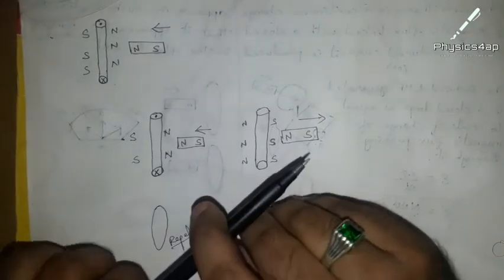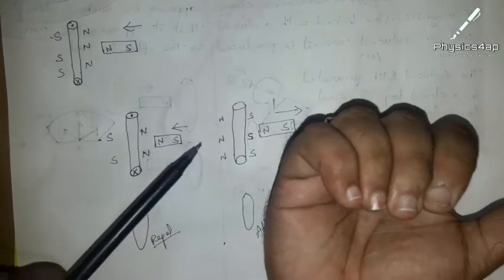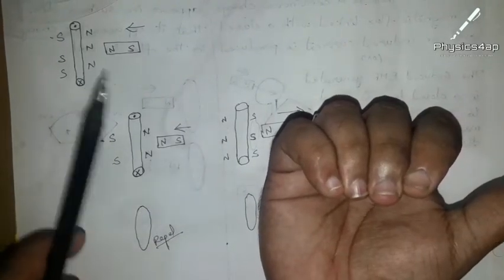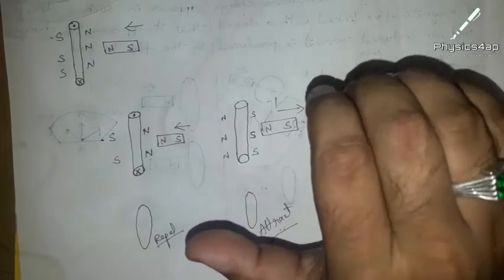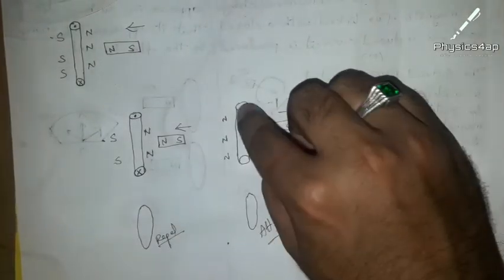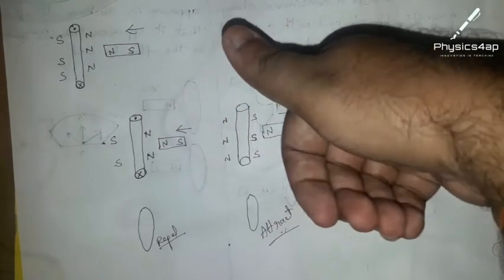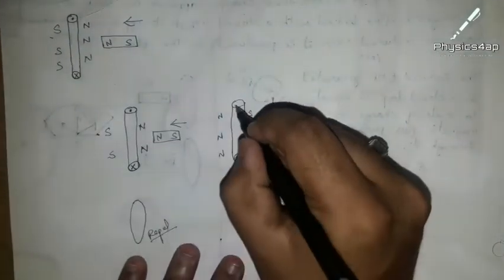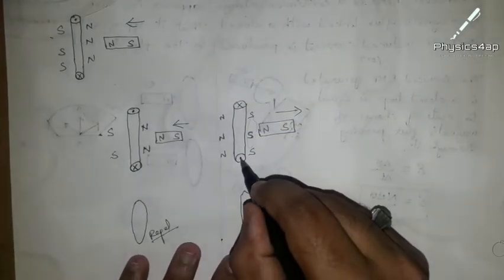Now what you have to do is, again apply your right hand thumb rule. Where is the north present? North is present on the left side, so flip your thumb. This is the north, and here it is going upward, into the page, and down it is coming out of the page. So as it is going into the page, we keep it as a cross, and as it is coming out of the page, we keep it as a dot.